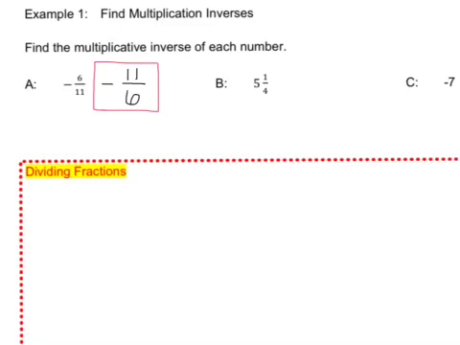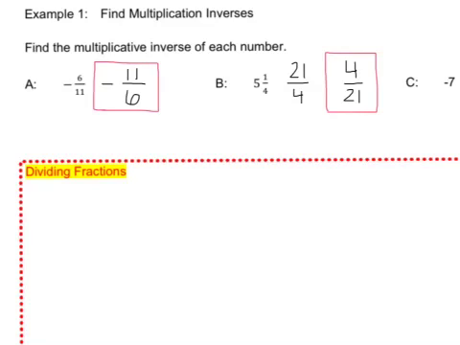To find the multiplicative inverse of a mixed number, you need an improper fraction. So we need to change 5 1/4 to an improper fraction. So let's multiply and add. So 4 times 5 is 20, plus 1. We get 21/4. So the multiplicative inverse is just 4/21. All you have to do is flip it over. And that's your final answer.